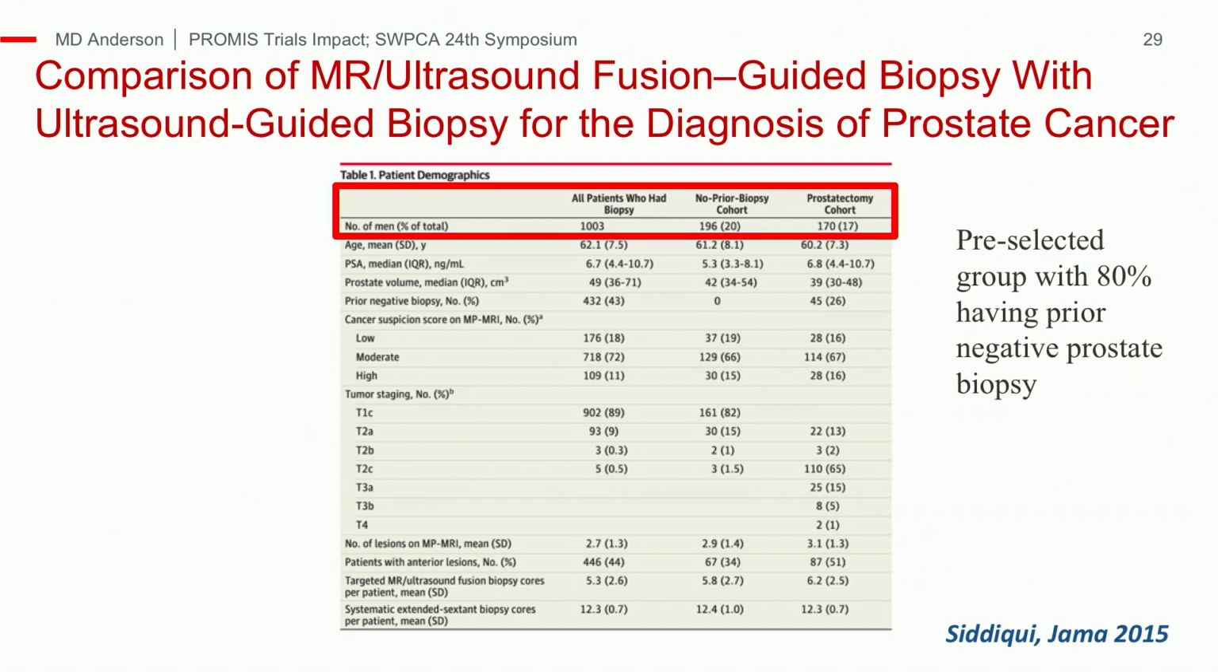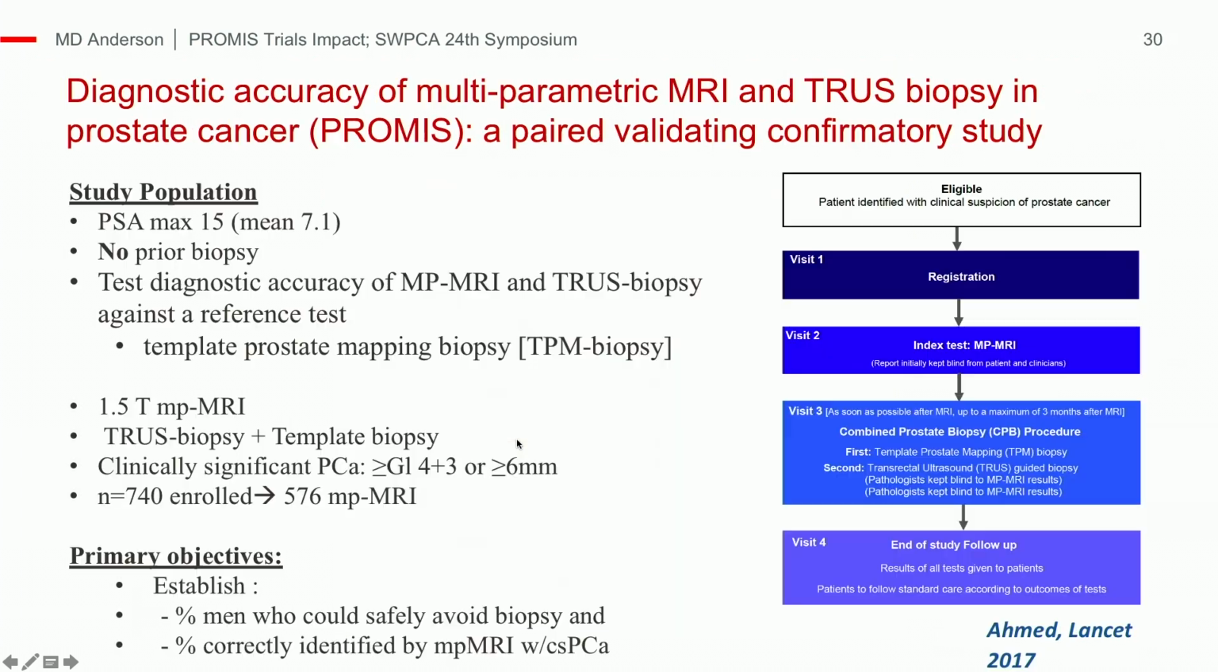Here, the pre-selected group with 80% having prior biopsy. I knew I had that in here someplace. And you can see that up here in this group. And this is a nice table from that, just showing the difference between the two groups. So let's move on to the second trial.